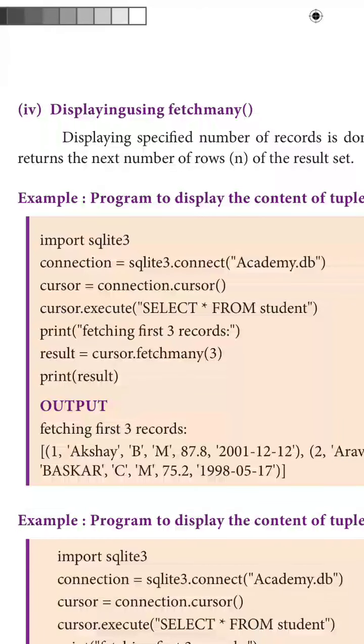Here you can see print fetching first three records. Result is equal to cursor dot fetch many. Inside it they are giving 3 as an input to this function, so that it will get only 3 rows of the result in this program. So that is it.